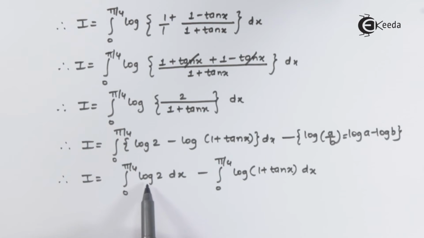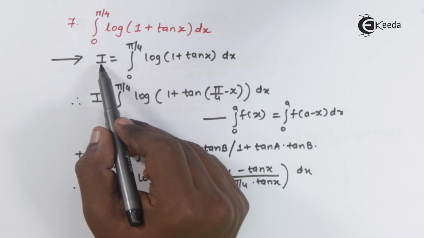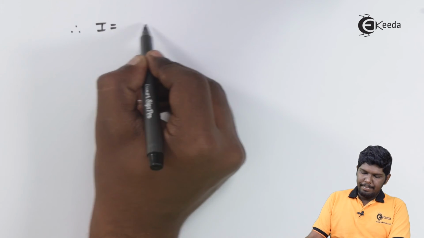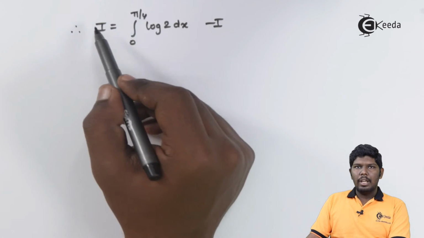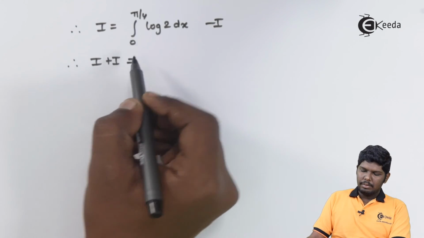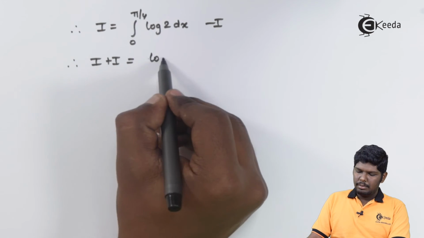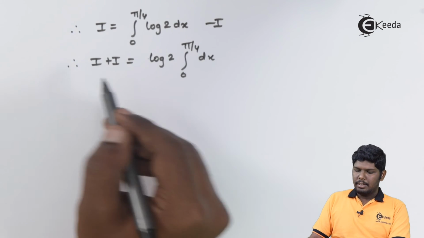Now as you can see from the first part, log 2 is a constant which can be taken outside the integral. But in the second part, this is our original sum, that is I. You can see log of 1 plus tan x, we have already considered it as I. So we will replace this integral with I. Next, we can take minus I on the left hand side. That will give you I plus I, and take log 2 constant outside the integral. That will give you log 2 integral 0 to pi by 4 dx.